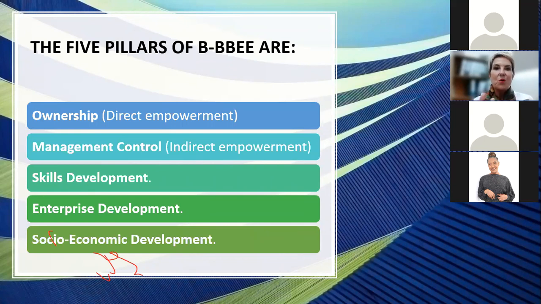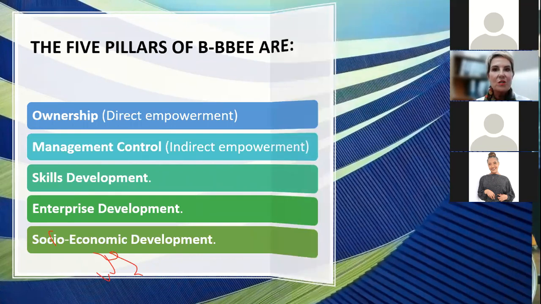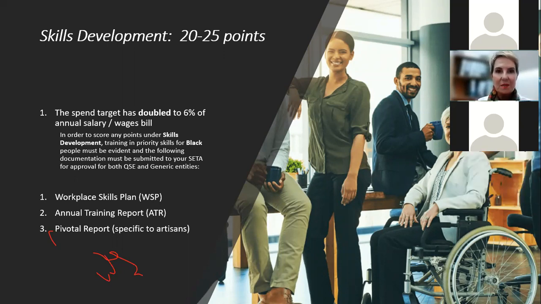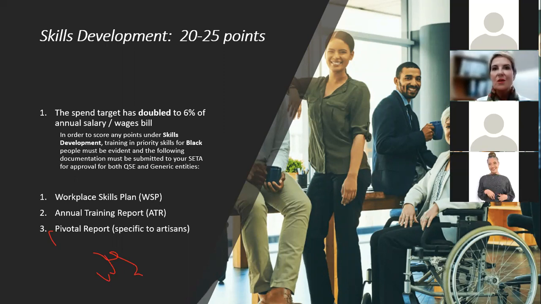So for the purpose of the WSP and the ATR, we focus on skills development. And they have increased the skills development from 20 points to 25 points. So there's 25 points. If you implement your skills development planning well, you qualify to earn the 25 points. So the spend has been doubled from 3% to 6% of annual salaries and wages. So in order for you to earn this, you've got to show the spend, and by implementing the programs.